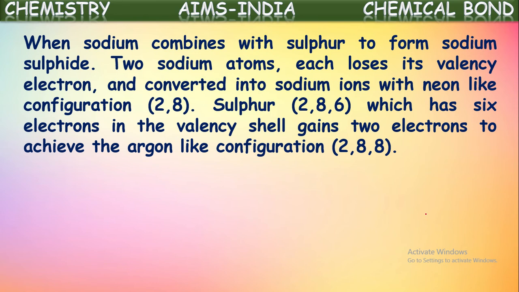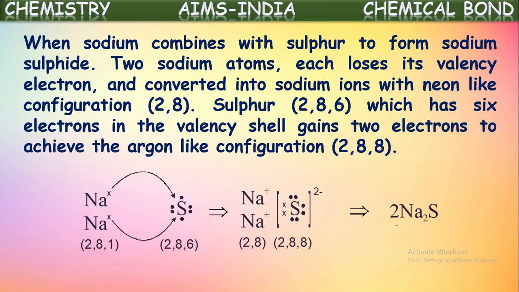So, two sodium atoms each loses its valence electron and converted into sodium ions with nearest noble gas neon configuration, that is 2, 8. At the same time, sulfur atom gains these 2 electrons which are lost by one from each sodium and achieves the nearest noble gas argon configuration, that is 2, 8, 8. So by that, between these oppositely charged ions, certain attraction occurs which we can call as ionic bond.